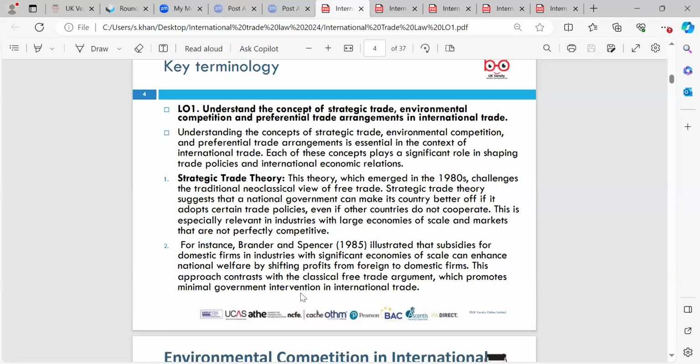We looked at the strategic trade theory, which emerged in the 1980s and challenges the traditional neoclassical view of free trade. Strategic trade suggests that a national government can make its country better off if it adopts certain trade policies, even if other countries do not cooperate. For instance, Brander and Spencer, 1985, illustrated that subsidies for domestic firms in industries with significant economies of scale can enhance national welfare by shifting profits from foreign to domestic firms.